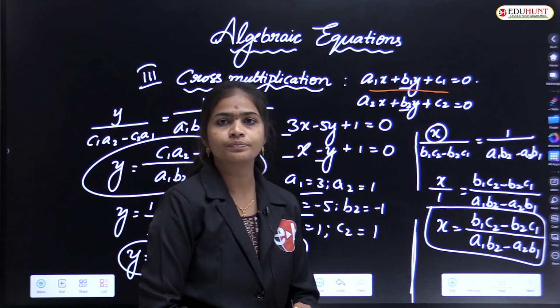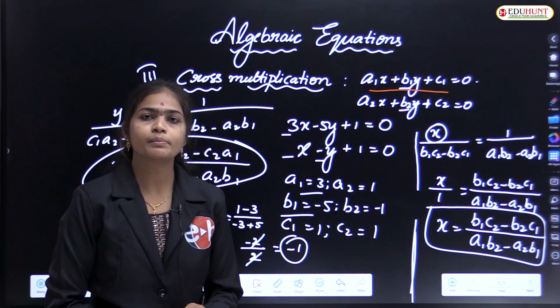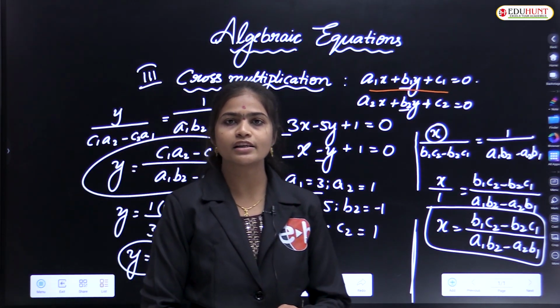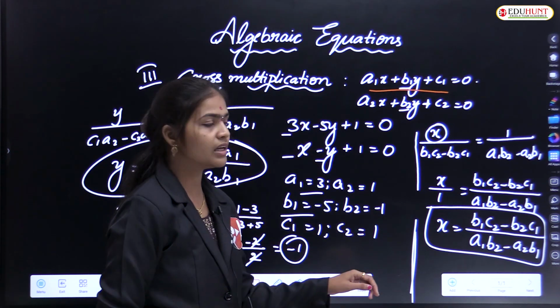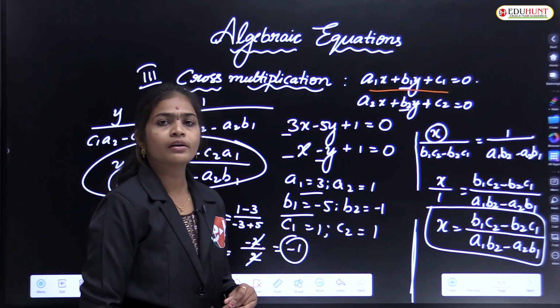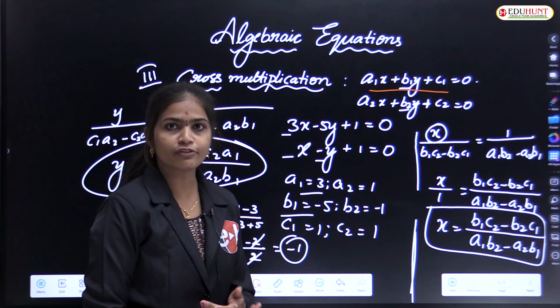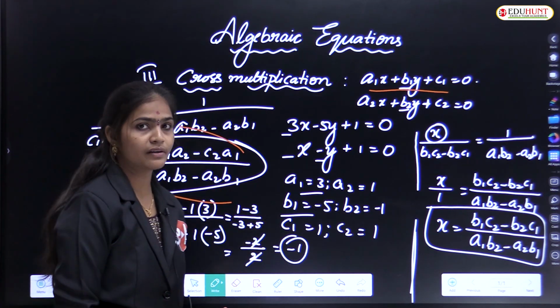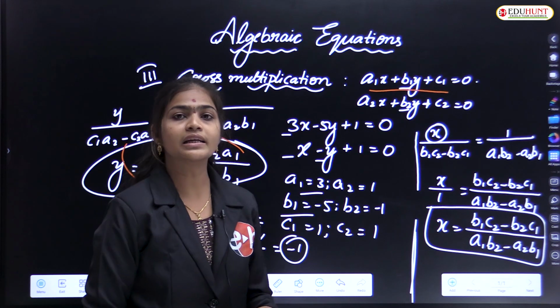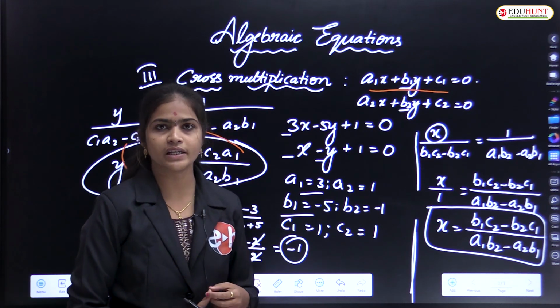Is it clear to you? So the same values we got in the previous methods also. x is equal to minus 2 and y is equal to minus 1. Okay, so the same values we got in this method also. Okay, for example, if you forgot these formulas, then how will you write? Okay, that we will discuss in the next video.